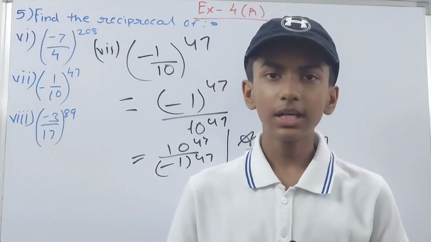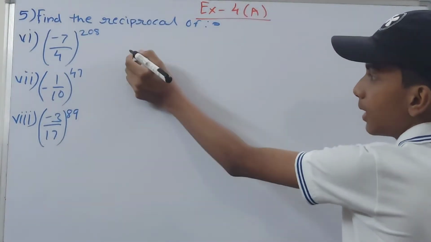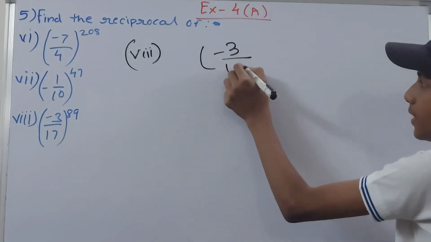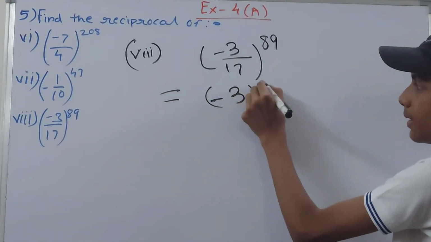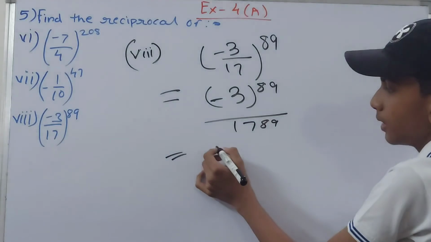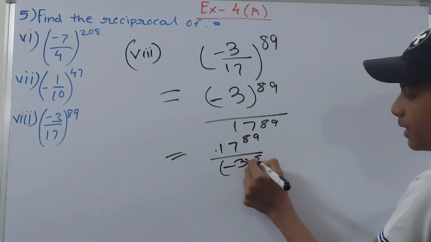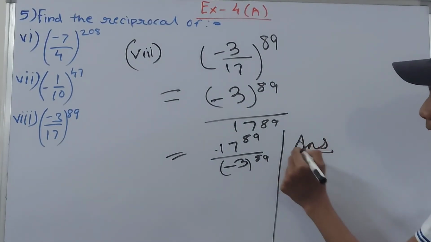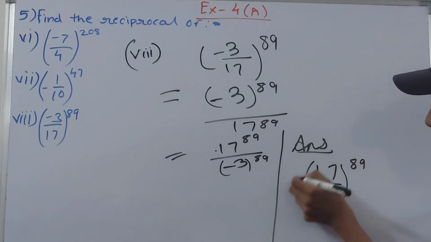Now let's move on to the next part of this question. The next one is minus 3 upon 17 to the power 89. It's our eighth part. We can write it like this also: minus 3 to the power 89 upon 17 to the power 89. So interchange it, so we'll have here 17 to the power 89 upon minus 3 to the power 89. Our final answer becomes, again putting the entire thing in one bracket, 17 upon minus 3, to the power 89. Alright, this becomes our answer.